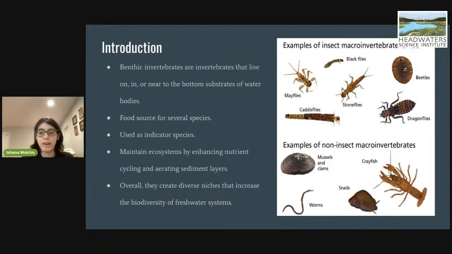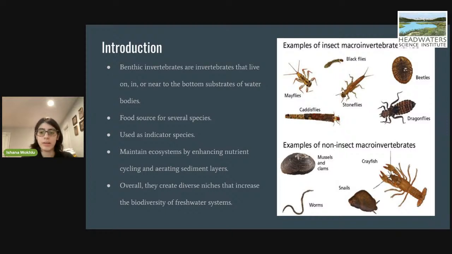Benthic invertebrates are invertebrates including insect larvae, crustaceans, worms, mollusks, and mites that live on, in, or near the bottom substrates of water bodies. They serve as a food source for several species, including fish and crustacean species commonly used for commercial or recreational purposes. And this role helps them preserve biodiversity and therefore ecosystem function.